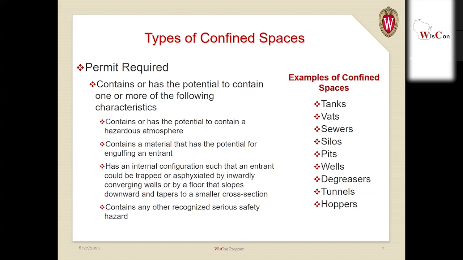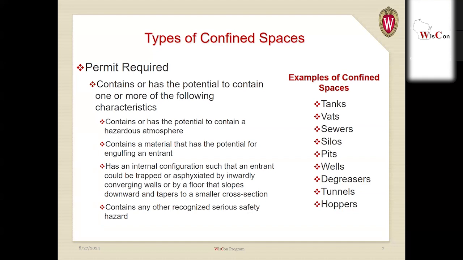We also have internal configurations that might trap or asphyxiate an entrant by inwardly converging walls or floors that slope downward and taper into a smaller cross section. And then we also have the last one, which is any other recognized serious safety hazards. These typically are hazards that pose a threat to life or health. They can be electrical hazards, pests, ionizing radiation, impalements, punctures, falls, those sorts of things.